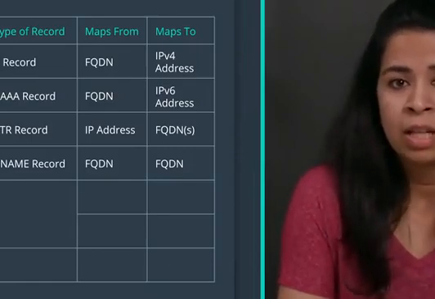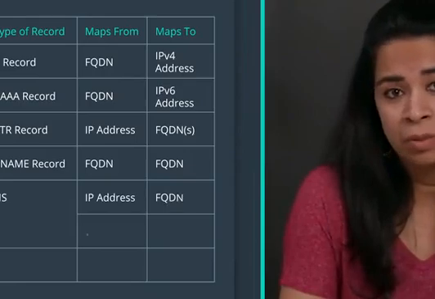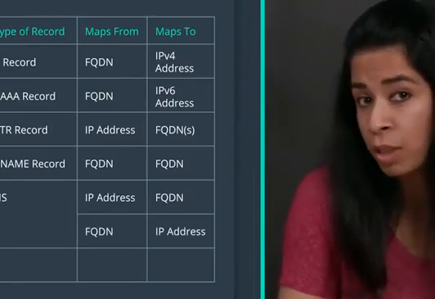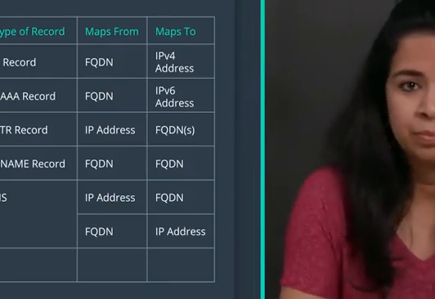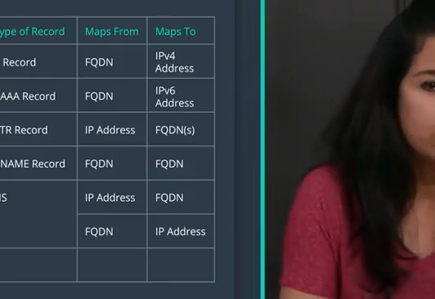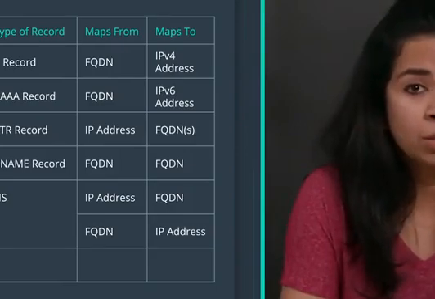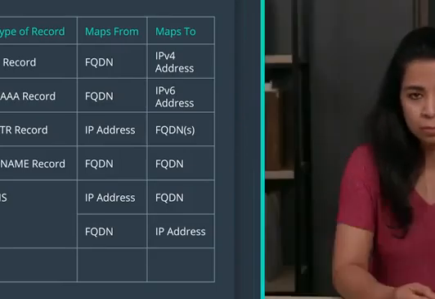Another type of record is an NS, or name server record. This record indicates which DNS server is authoritative for that domain. An authoritative server is a server that holds the actual DNS record for that zone or domain.